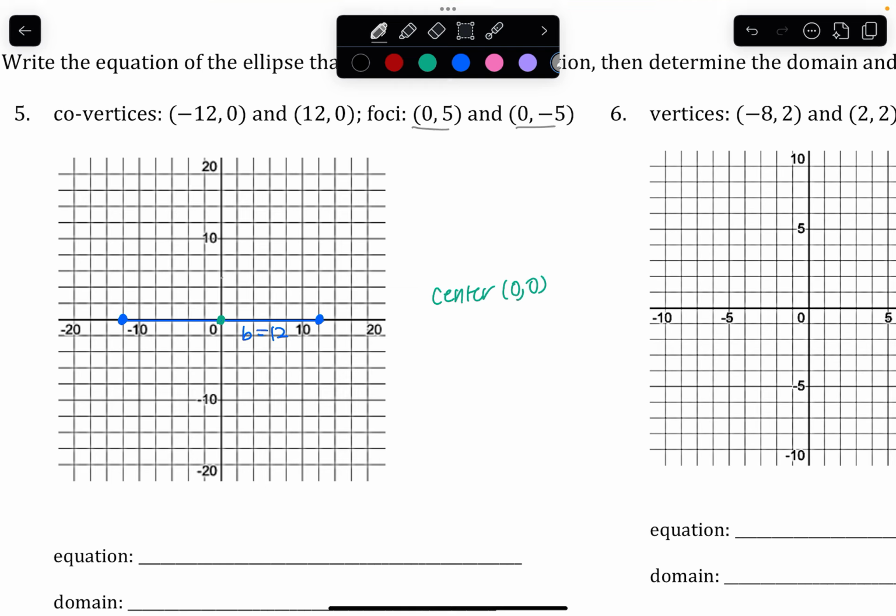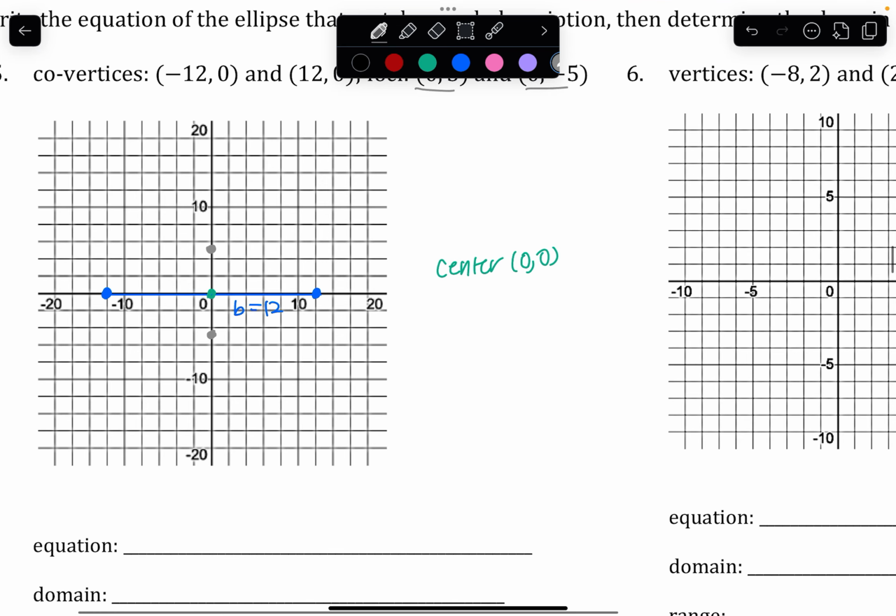And so remember, this is going by 2s. So 5 would be about there, and then negative 5 would be about there. They always lie along the major axis. And so that tells me my C value. C always goes with the foci. And so my C value is a distance of 5. So we know B is 12 and C is 5.